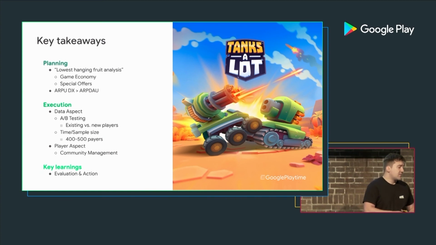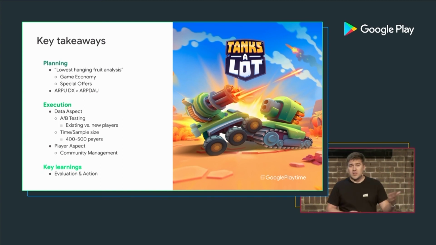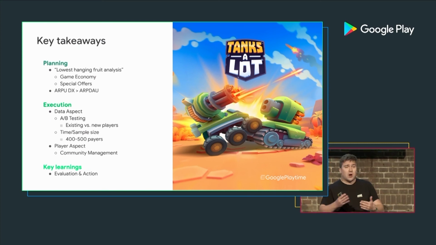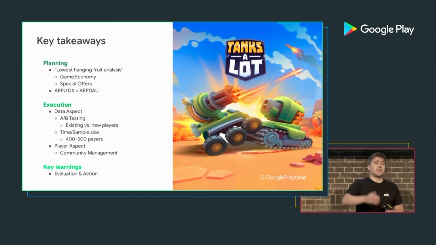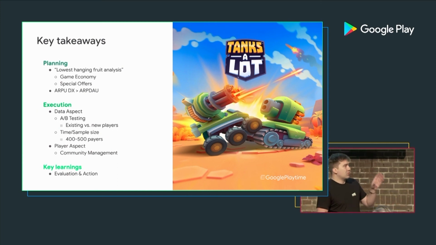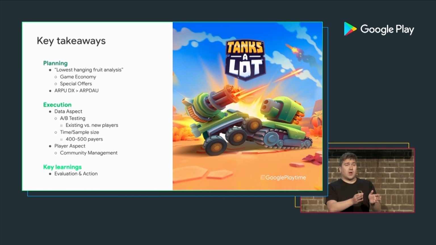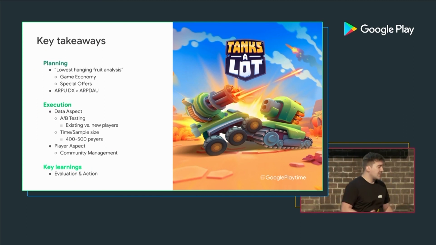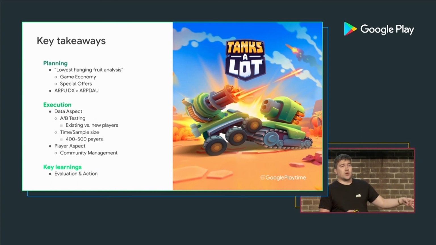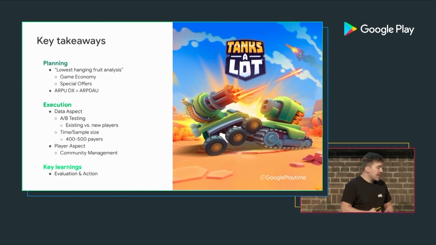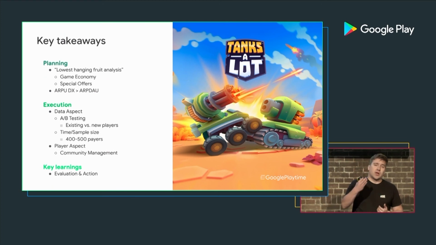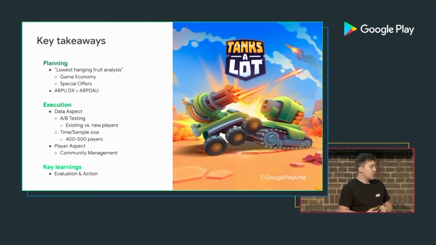We think that looking at ARPU day X could be useful in this scenario against ARPDAU metrics or something like that. Within the execution, we definitely had a success of limiting the impact of a change to a certain number of players that we knew we needed to evaluate, looking at metrics that we were attacking in the first place, so day 3, day 60, and of course working very closely with the community management team to make sure that the community understands what we are trying to achieve, and we won't have backlash from that.